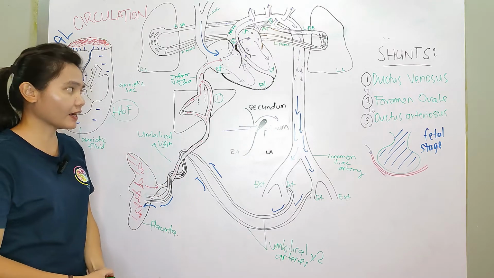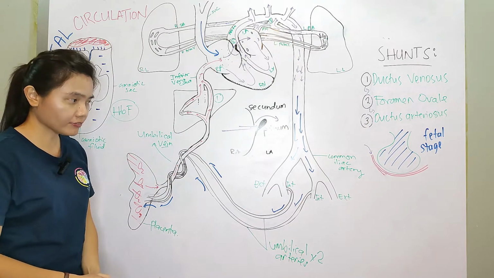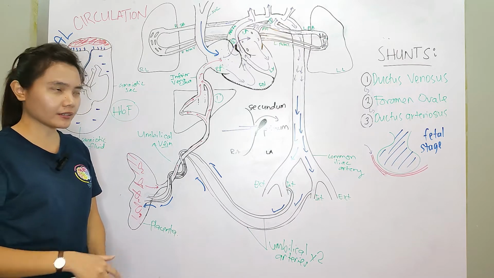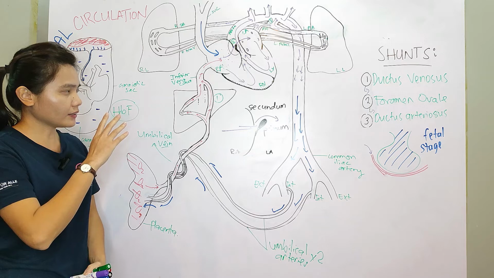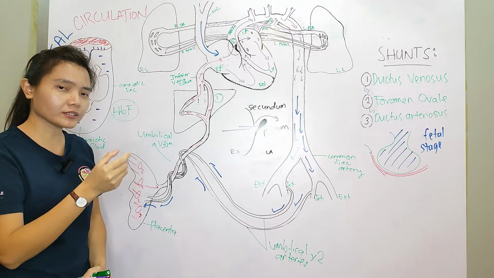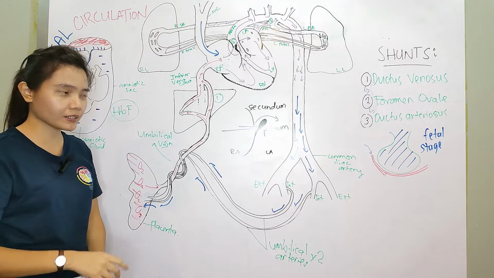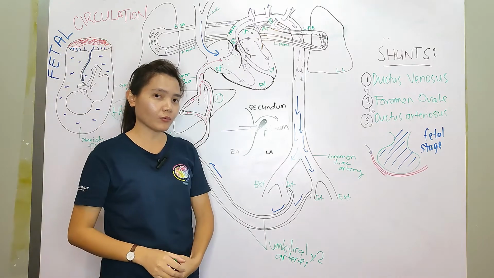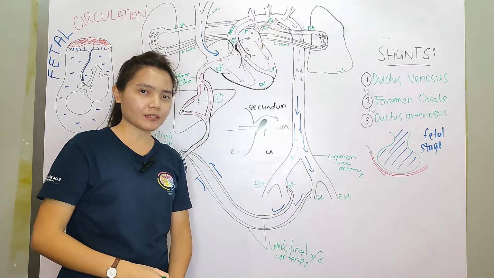But what happens after birth, right? After birth, these three shunts must be closed, and the adult circulation should be activated. All right, so how does it happen? So remember that when a baby is delivered, within 10 seconds, the baby starts to cry.